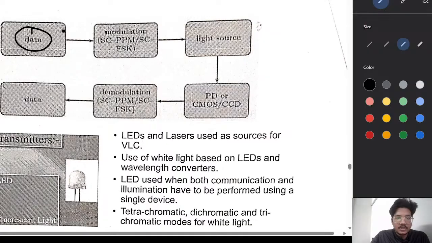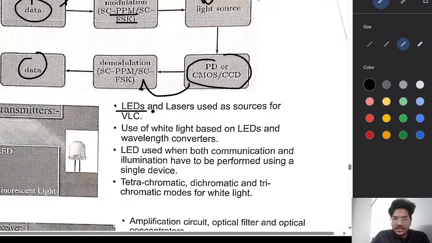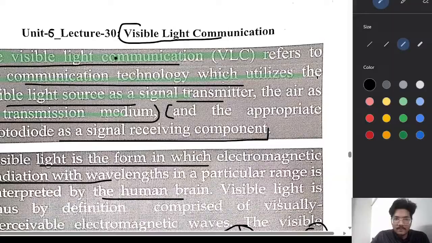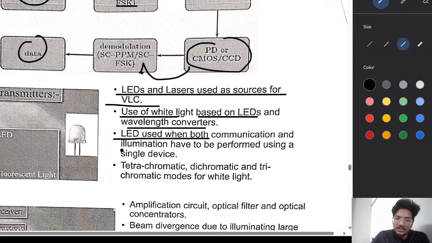Let's see data modulation. The chain is data modulation, light source, photodiode, demodulation, and the data received. LED and laser are used as sources for VLC. Visible light communication uses white light based on an LED and a wavelength converter. The LED is used for both communication and illumination, performed using a signal device.